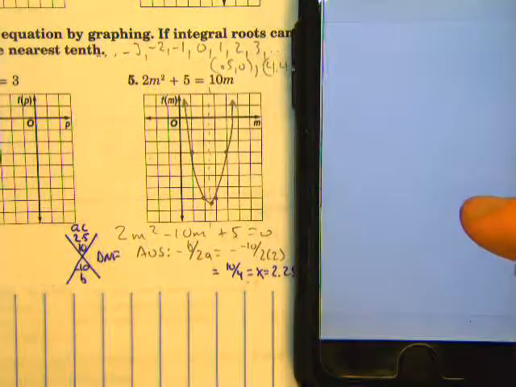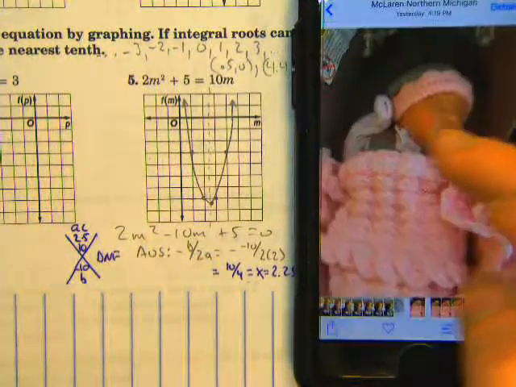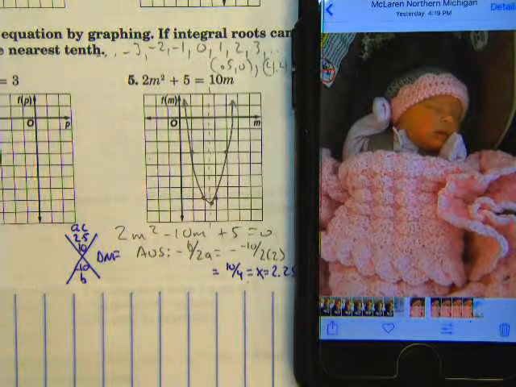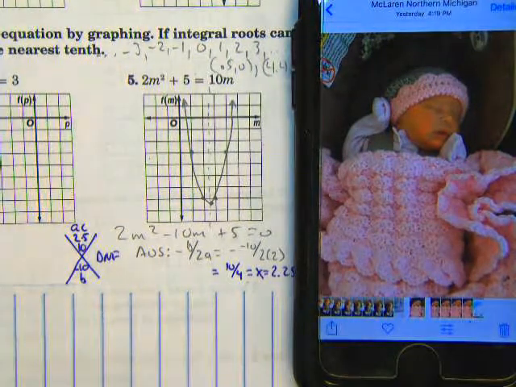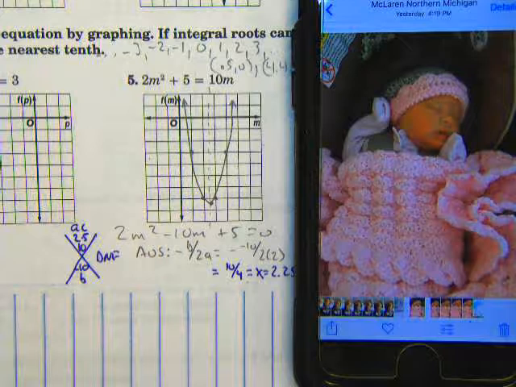Okay, obligatory new baby picture while I have this. That's Sonia. So wow, setting records every day, 37 minutes.